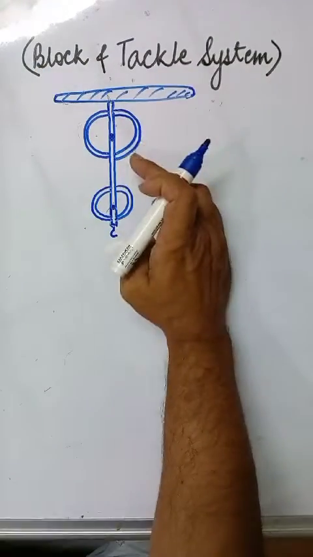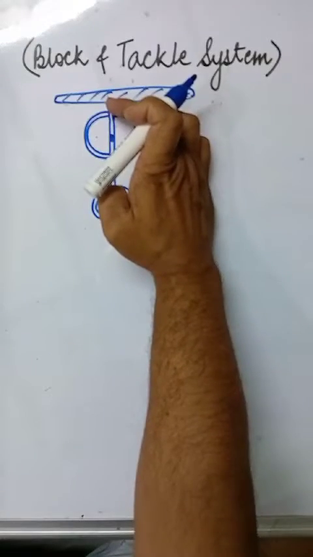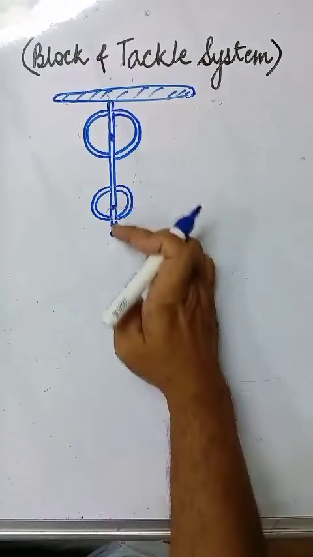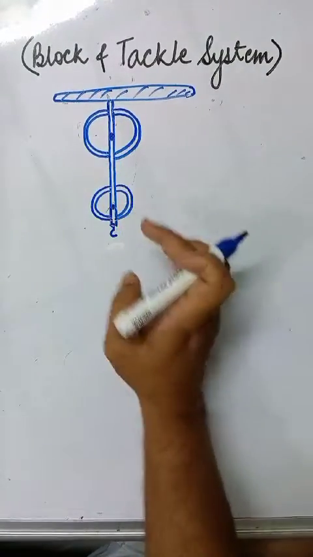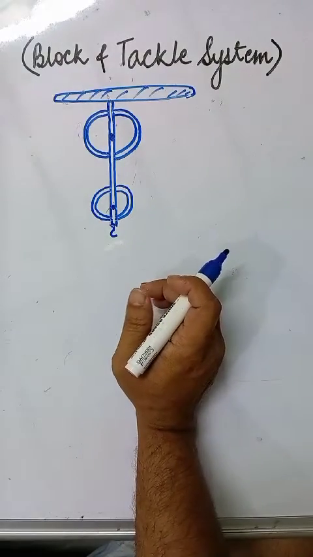Now this block obviously is the fixed block. This block cannot move because it is pivoted over here. It is fixed, and pivoted here also. This entire thing is a metallic, solid portion, so that cannot move up and down. So that is one part that you have a look at carefully.